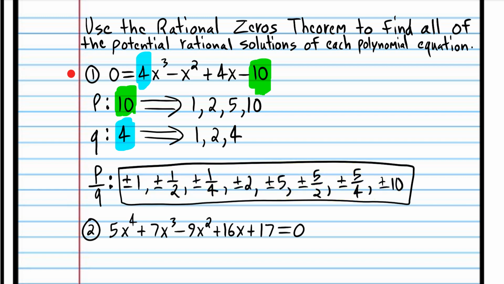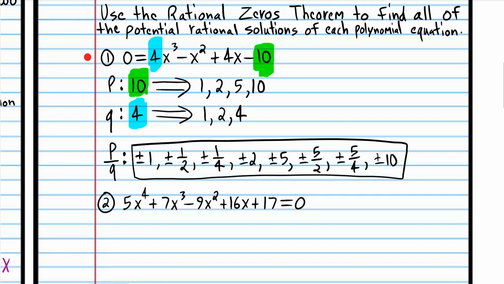So that's what the Rational Zeros Theorem does for us. It gives us a list of potential solutions if there are rational solutions. Now, it might be that none of these numbers are solutions to this equation. But if there are rational solutions, then they're going to be on this list. Again, we could have irrational solutions or complex solutions. In that case, none of these numbers would be solutions.